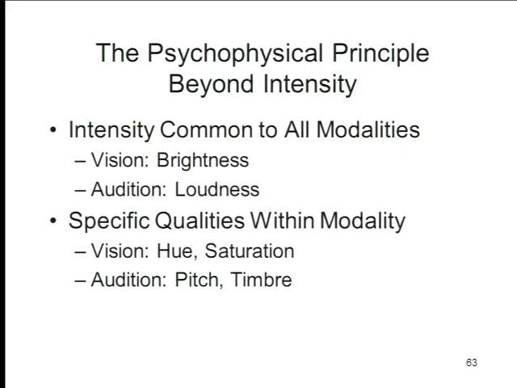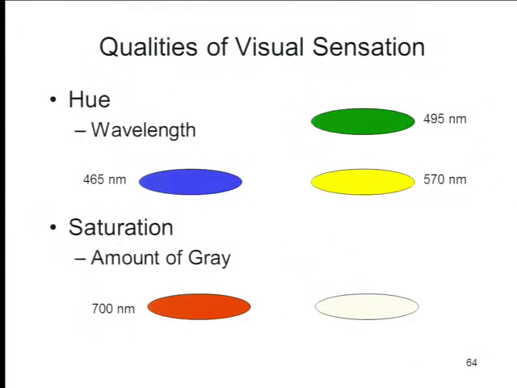Again, we don't have to go into those details, but the idea is that the psychophysical law applies to these qualities of sensation as well, and all of this has been worked out best and most satisfactorily with color. So, for example, here you've got green. That's supposed to be a pure green, roughly 495 nanometers in wavelength. Pure blue, 465. Pure yellow, 570.